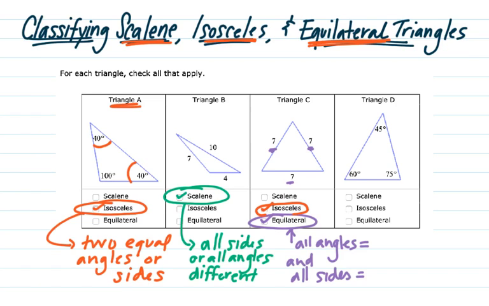Okay, let's look at the last one. The last one, we've got 45 degrees, 60 degrees, 75 degrees. All of these are different. So we are going to call this one scalene. Scalene, remember, is when all the sides or all the angles are different.